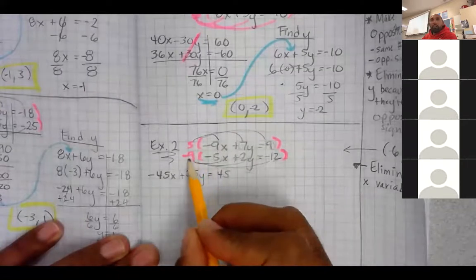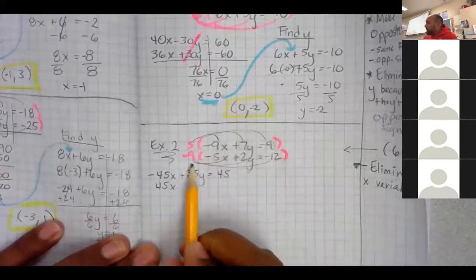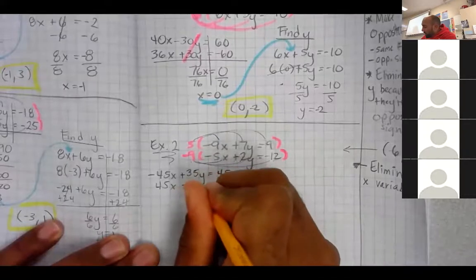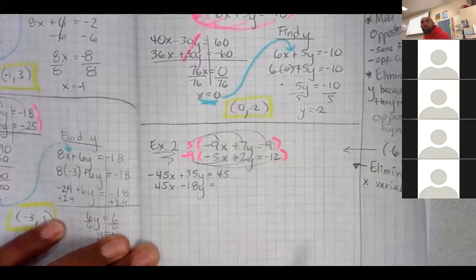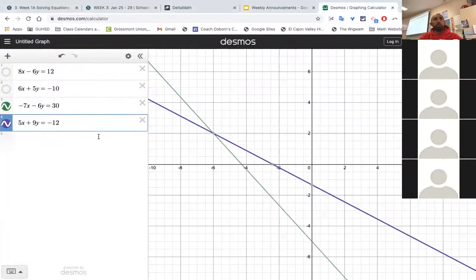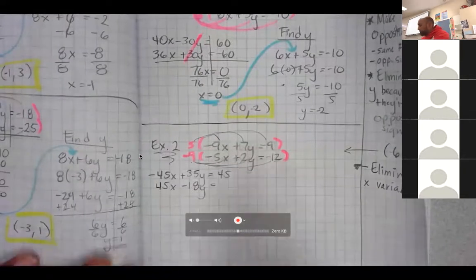All right, anyways, negative 9 times negative 5x, positive 45x. Negative 9 times positive 2y, that'd be negative 18y. If I make a mistake, please correct me. Negative 9 times negative 12, I'm going to go ahead and look that up. Okay, by the way, you can do calculations on here as well. So if I do negative 9 times negative 12, it'll tell you the answer on the graphing calculator as well, not just the scientific. So 108.